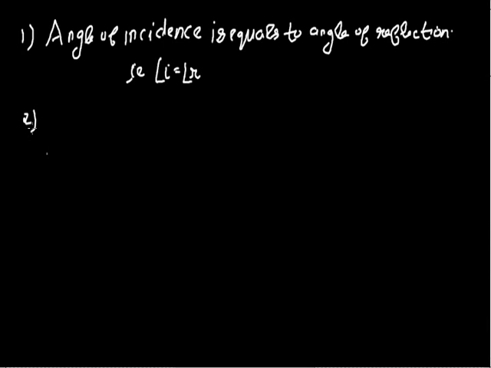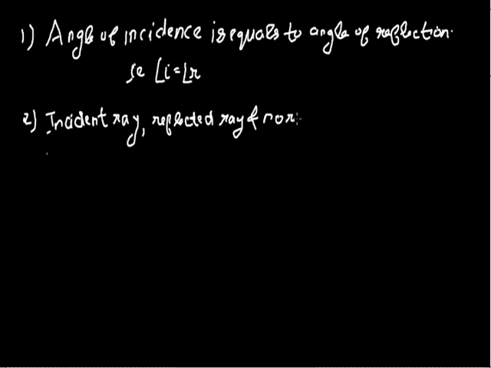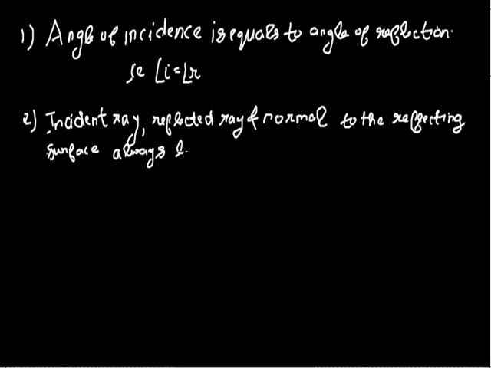The second law is: the incident ray, the reflected ray, and the normal to the reflecting surface always lie in the same plane. These are the two laws of reflection.